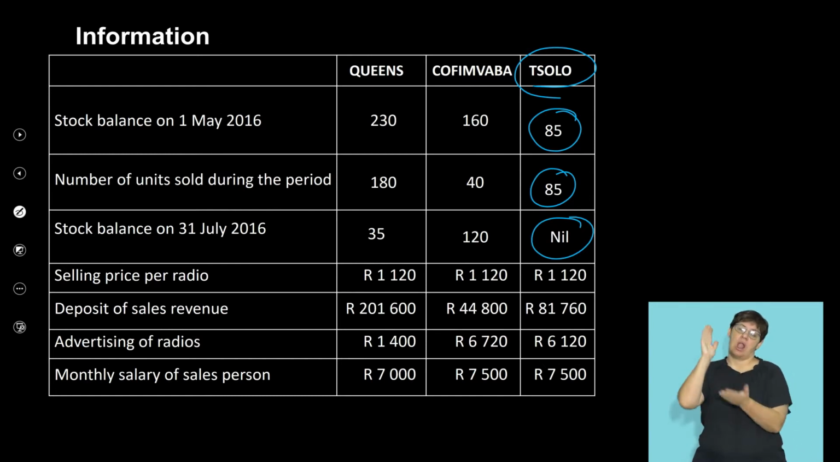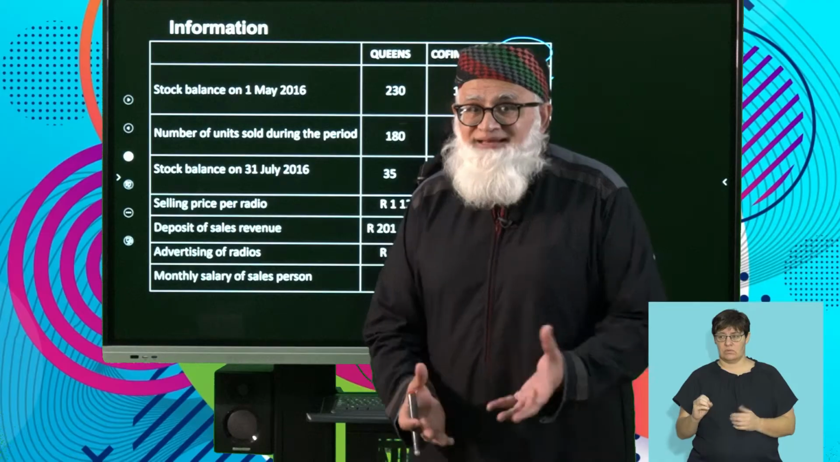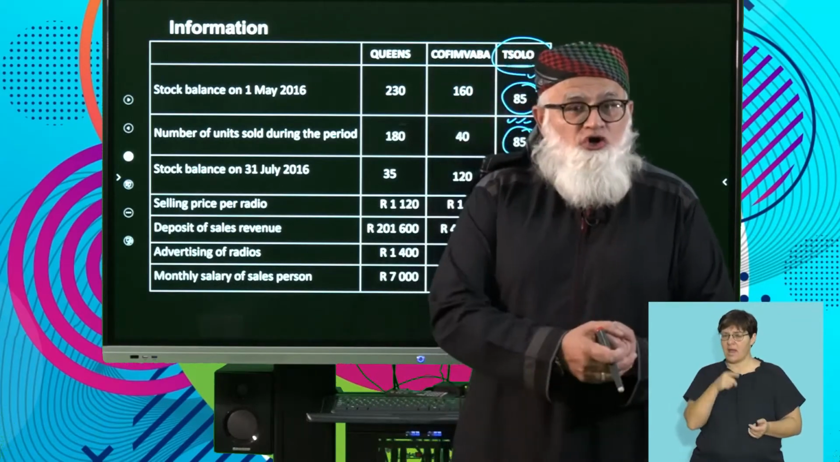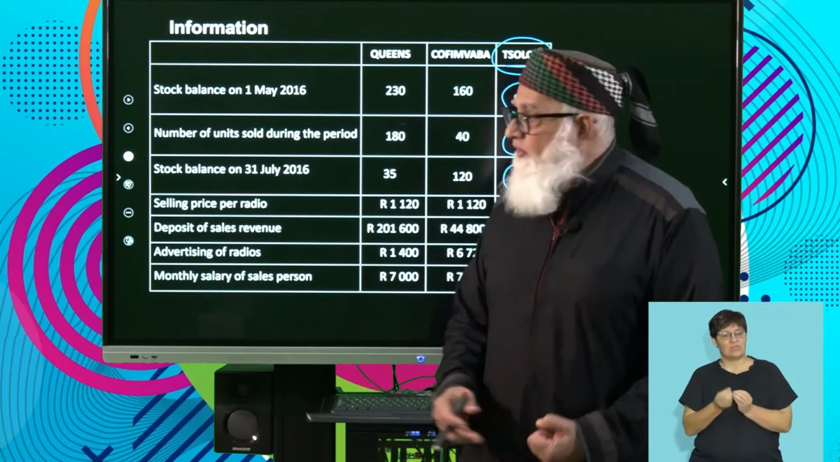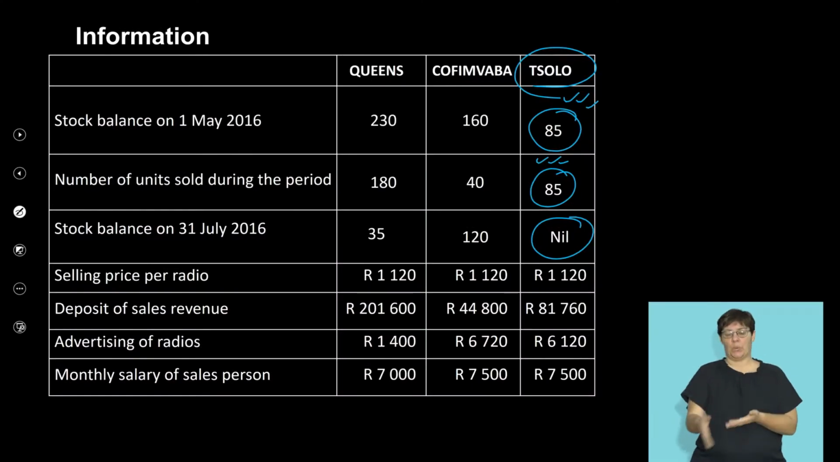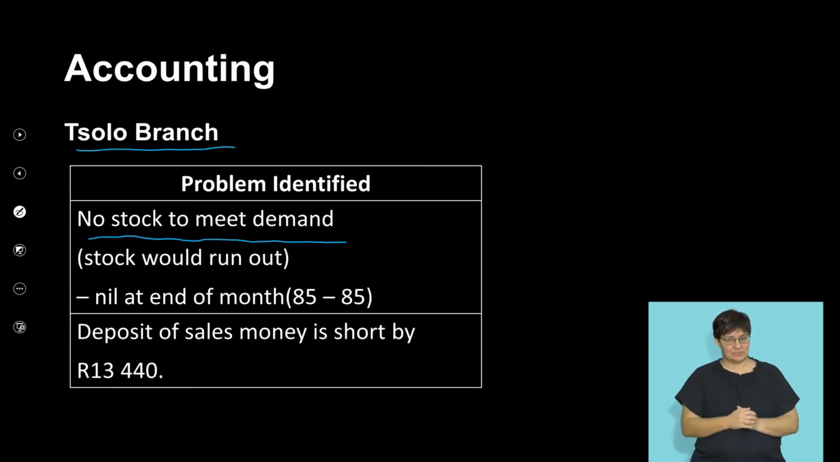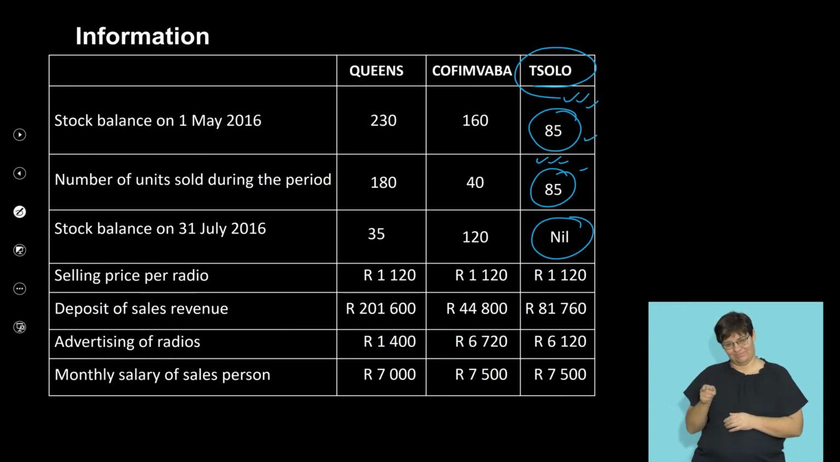What can we see here? We can see that we have 85 units on hand, right? And we sold 85 units. So this therefore means that clearly, if you had more stock, it would have been possible to increase your sales. Therefore, this is a serious problem for this branch here. Clearly you can see your stock is running out. You have a nil balance at the end of the month. Here, once again, you can see that 85 minus 85 is 0.